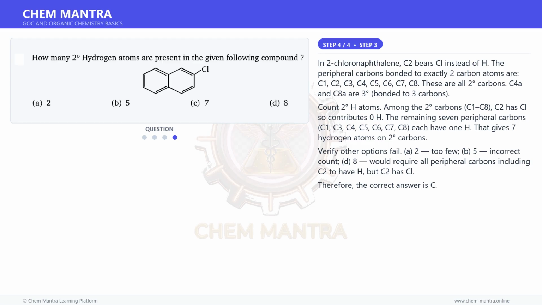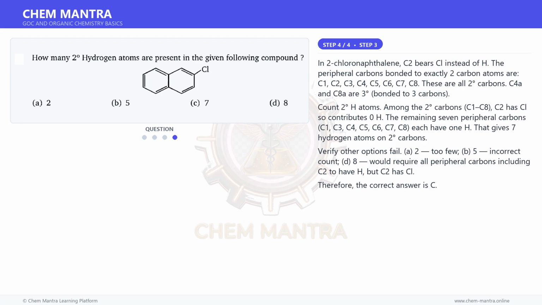And for the final step, in 2-chloronaphthalene, C2 bears Cl instead of H. The peripheral carbons bonded to exactly 2 carbon atoms are C1, C2, C3, C4, C5, C6, C7, C8. These are all 2 degrees carbons. C4A and C8A are 3 degrees, bonded to 3 carbons.